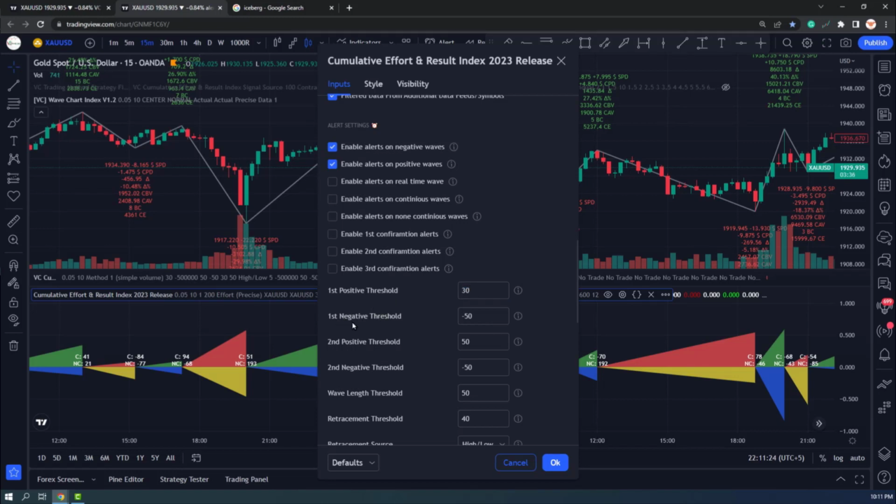Similarly, first negative threshold. There are almost 3 types of alerts here. The first are not 3, but I think 4 types. Yes: the real-time alerts, the first confirmation alerts, second confirmation alerts, third confirmation alerts. There are 4 types of alerts here.